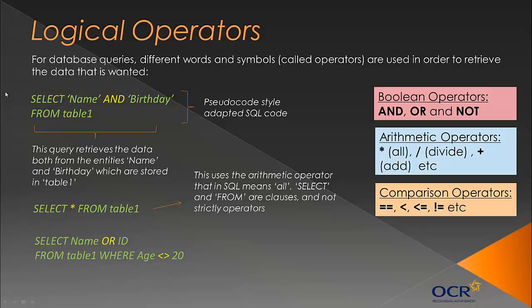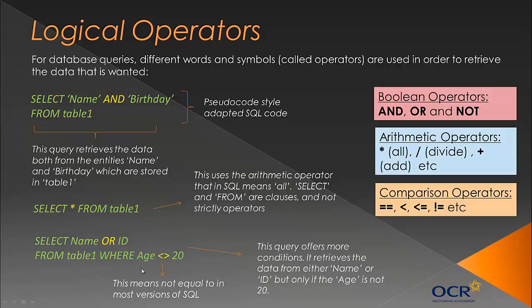So finally, a slightly more complex example here. We're using two operators, a comparison one and a Boolean one. And what this does in SQL, these two, a greater than and less than sign next to each other, this means not equal to. You could also use an exclamation mark and an equal sign if you're using pseudocode, your informal representation. I just thought if you see that, don't get confused, that just means not equal to. So what this does, it retrieves the data from either name or ID. Notice OR is either, not both. From table 1 where the age is not equal to 20, so you won't get any data where the age is equal to 20 using this query.